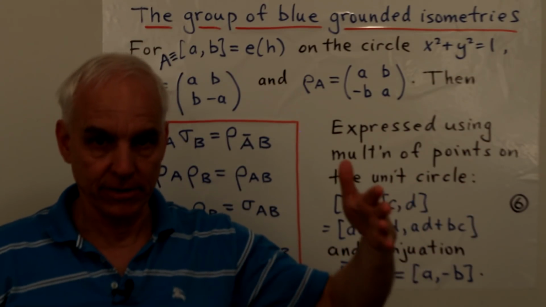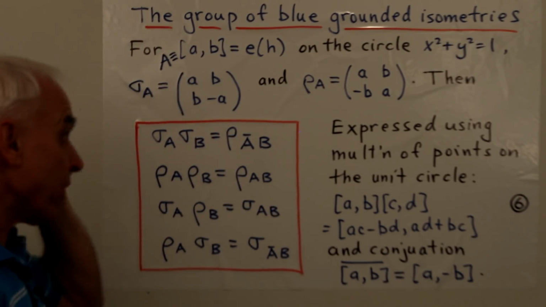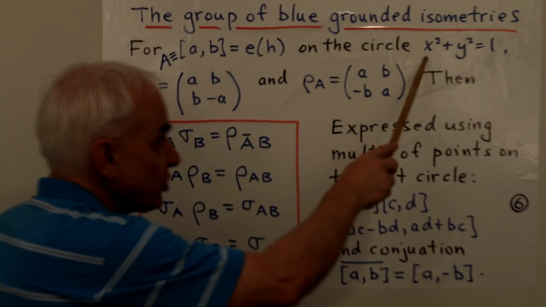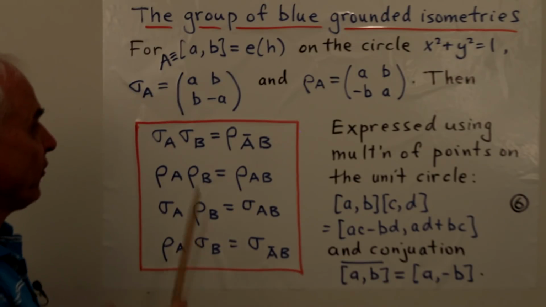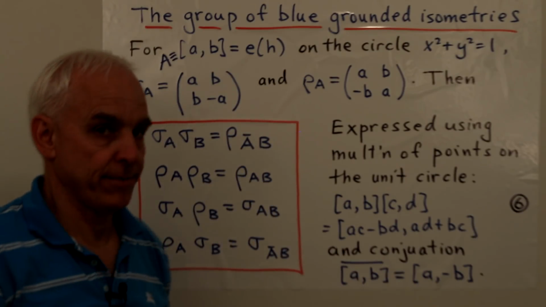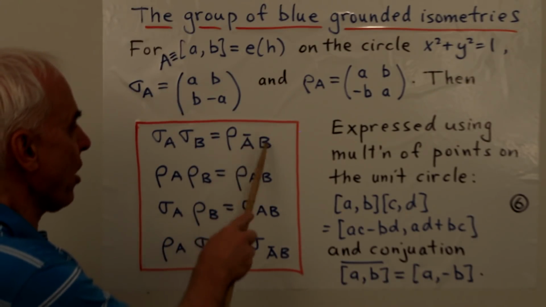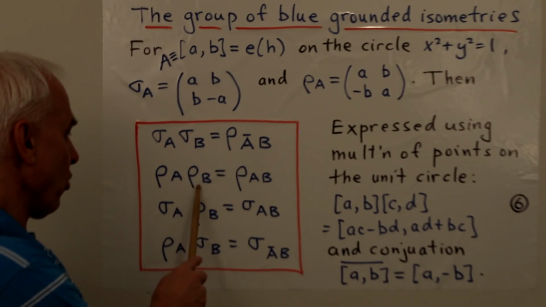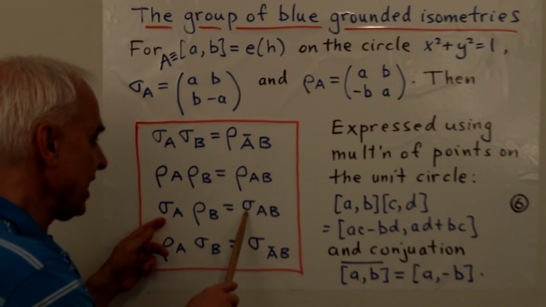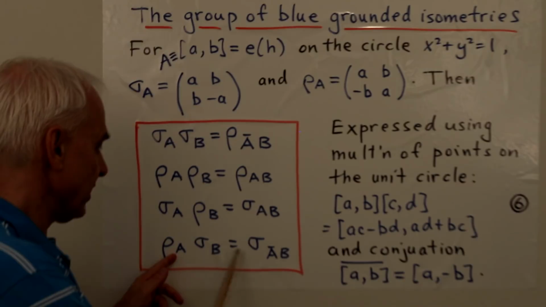Blue referring to Euclidean, and grounded referring to the fact that the isometries are fixing the origin. Okay, in our notation, A is a point AB, which also might have a half slope h. It's on the circle x squared plus y squared equals 1. And so associated to it is a reflection sigma A and also a rotation rho A. So here are the four formulas. Sigma A followed by sigma B is rho A bar B. Rho A followed by rho B is rho AB. Sigma A followed by rho B is sigma AB, while rho A followed by sigma B is sigma A bar B.